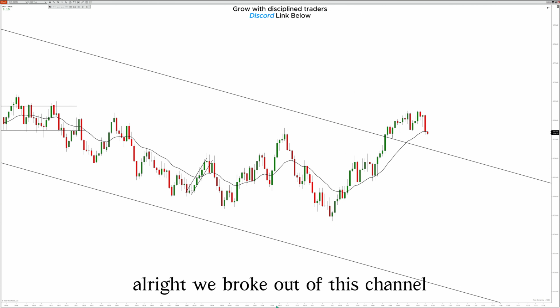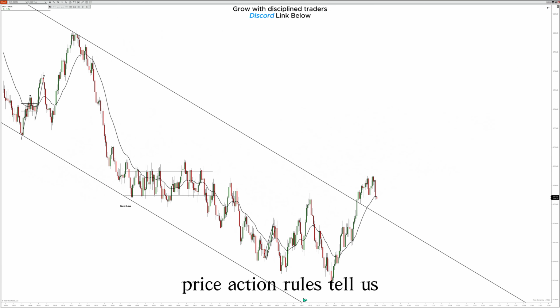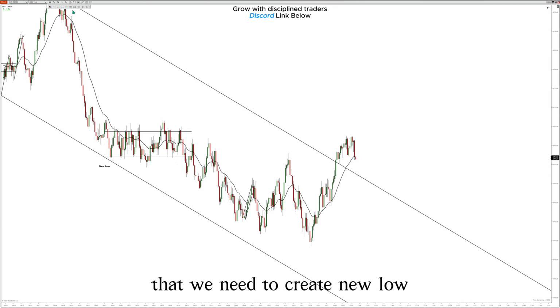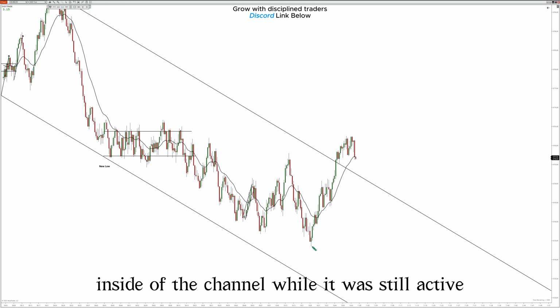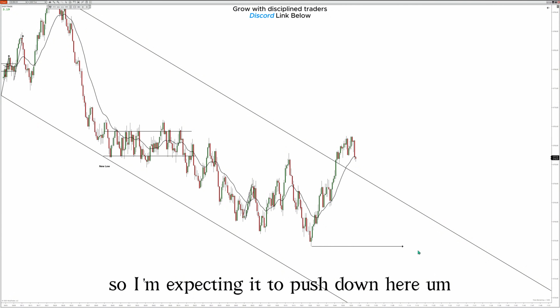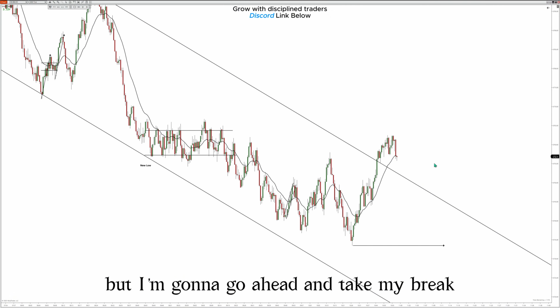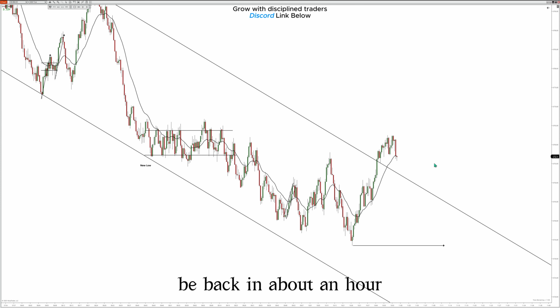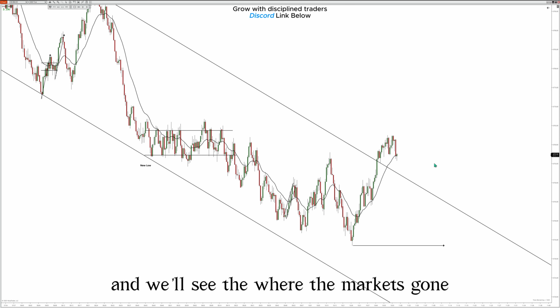All right, we broke out of this channel. So price action rules tell us that we need to create new low, a lower low than the lowest low inside of the channel while it was still active. So I'm expecting it to push down here, but I'm going to go ahead and take my break, be back in about an hour, and we'll see where the market's gone.